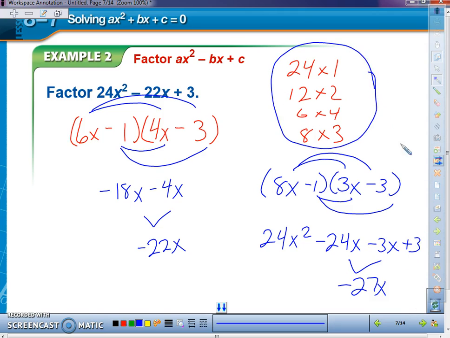All right, keep trying, keep using that FOIL method, and keep checking your work. The right answer's there. It's just, are you going to do the legwork to get there? Okay, but in this problem, this is it right there.